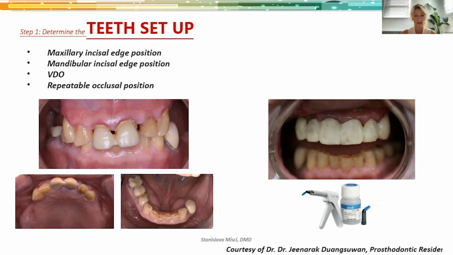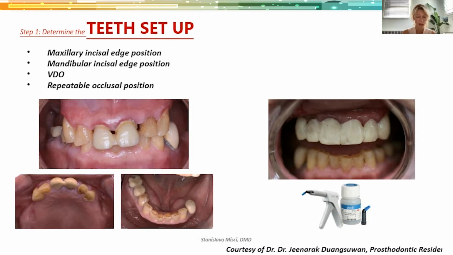So for the canines here, we said that there is wear, but there's also supraeruption. So that vertical position is where we want to stay. The patient will most probably have crowns on those teeth, but we can maintain that vertical position for the canines and just increase the incisal edge for the laterals and the centrals.